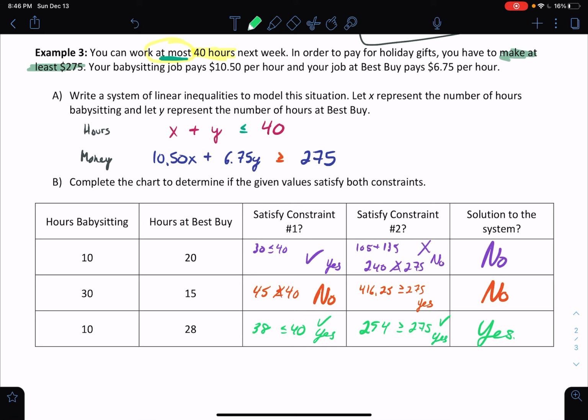Okay? So, writing systems of linear inequalities works the exact same way as writing systems of equations. All right? The new thing that you've got to be looking for is, instead of an equal sign, what inequality symbol is going to be there. So look for those keywords of less than, or at most, or at least, something along those lines.